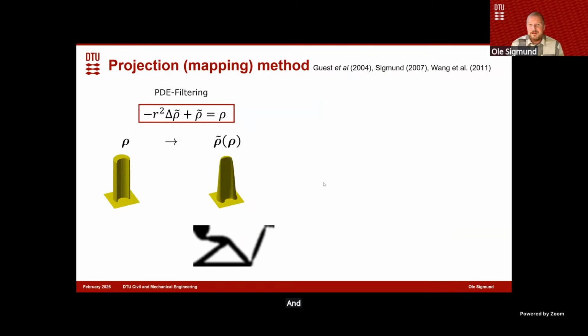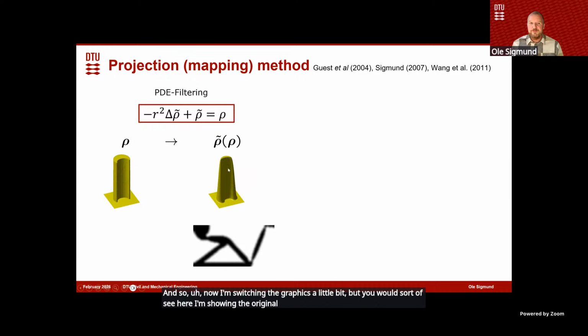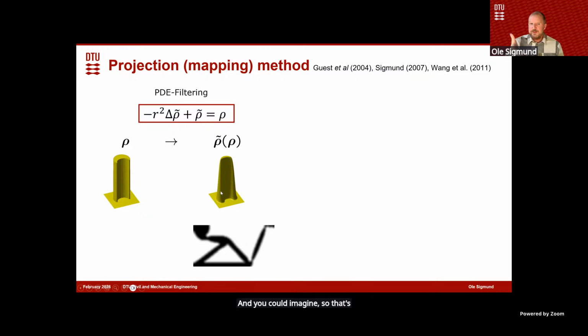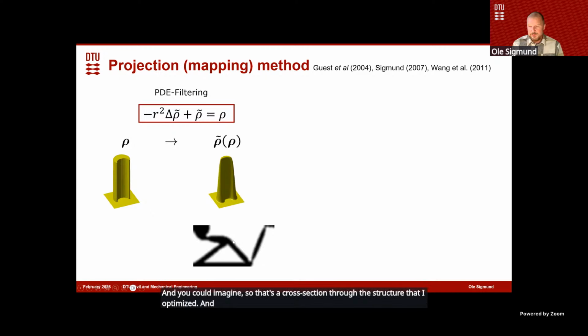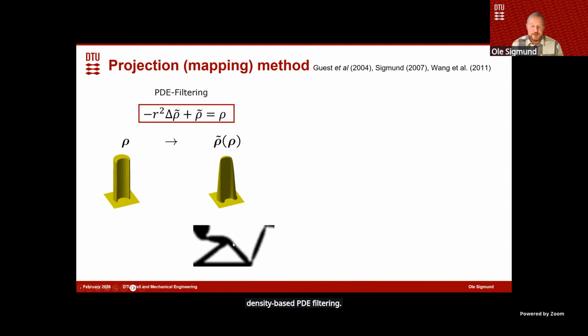And so now I'm switching the graphics a little bit, but you would see here I'm showing the original design variables and the filtered field as some 3D plots. And you could imagine, that's a cross-section through the structure that I optimized. And in this case, I'm using density-based PDE filtering, but we could also use the image filtering.